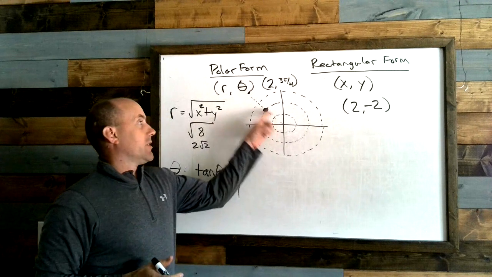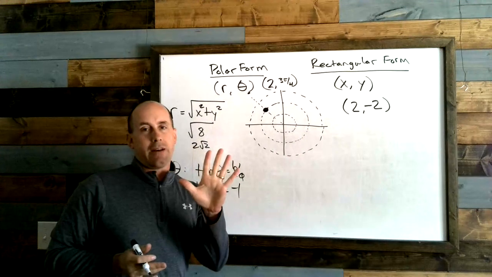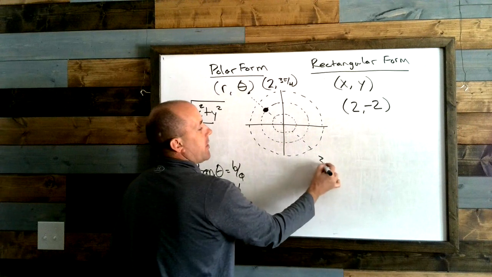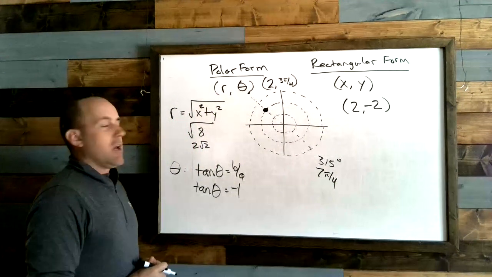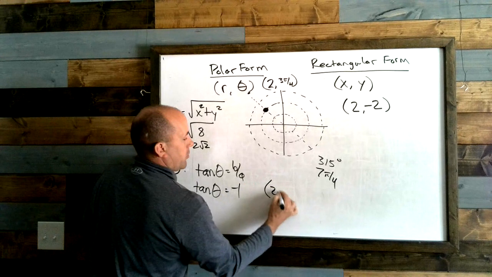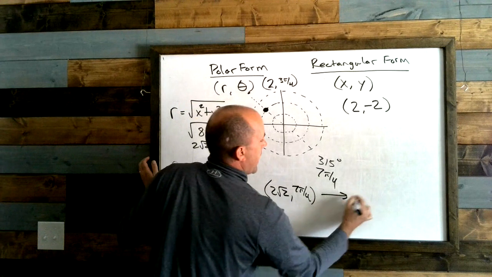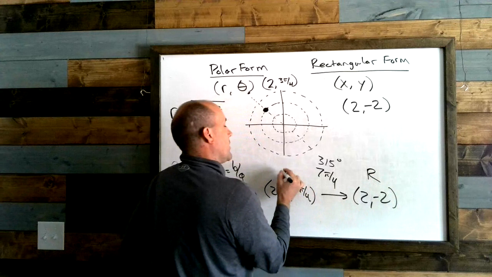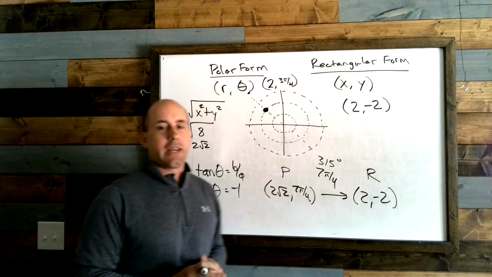Whereas tangent is negative, it's in the second quadrant and in the fourth quadrant. Whereas tangent equal to 1, that's a 45-degree angle. So 45-degree angle down here, that would be 315 degrees, or 7 pi over 4 if we put it into radians. So that means that the coordinate 2 roots of 2, 7 pi over 4, is the same thing as 2, -2. This is what we call rectangular form. This is what we call polar form. That's polar form, that's rectangular form.